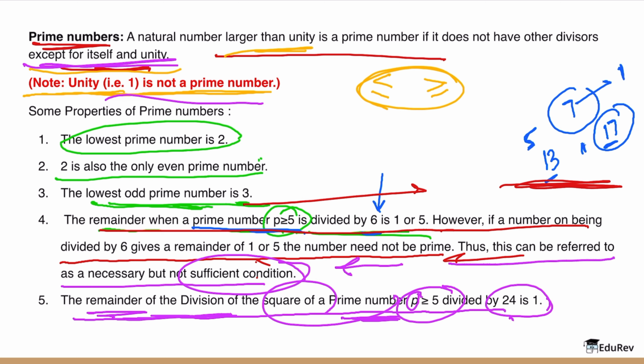So if I take any prime number p, where p is greater than or equal to 5, then the square of that p when divided by 24 is going to yield me what? Remainder as 1. This is one of the properties. I feel these properties are simple. You can elaborate these properties as well, or you can take real life examples to understand what these properties say. So let's move forward without further ado.